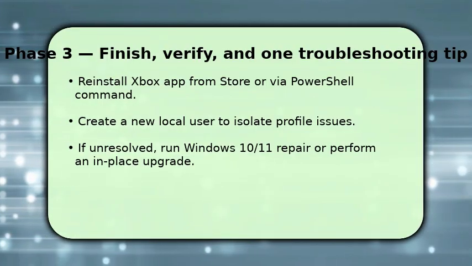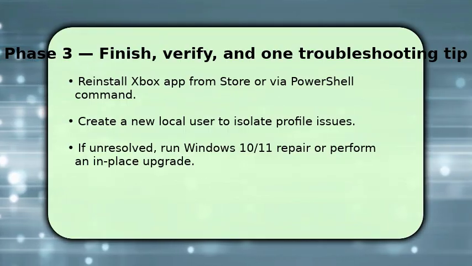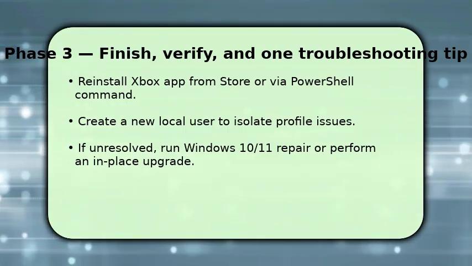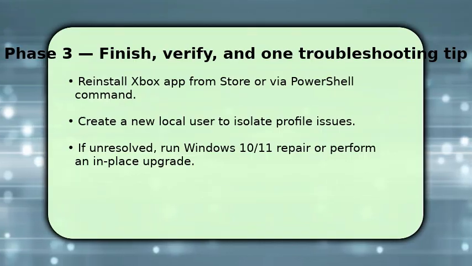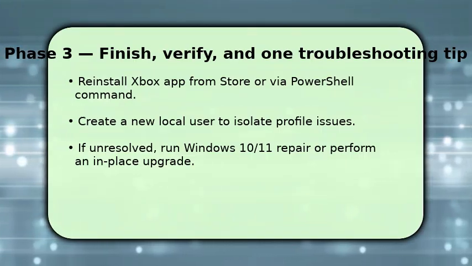If nothing works, one key troubleshooting tip: capture Event Viewer logs and specific error codes before escalation. Those codes guide targeted fixes.